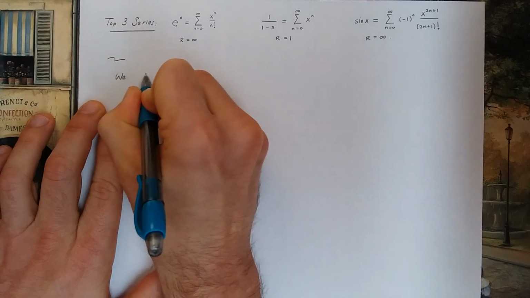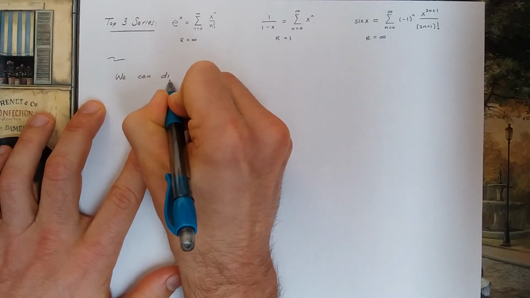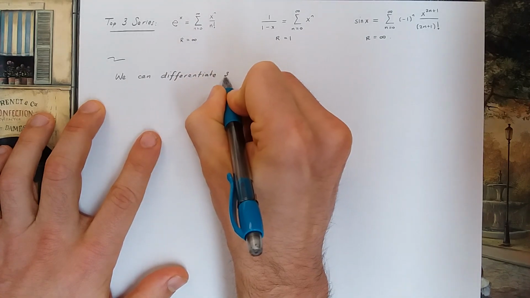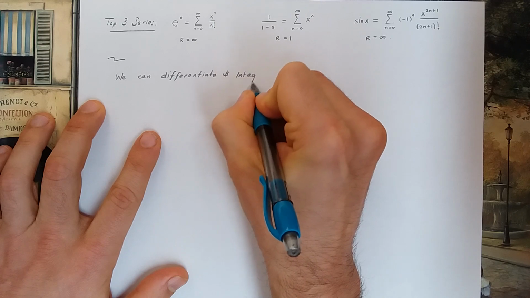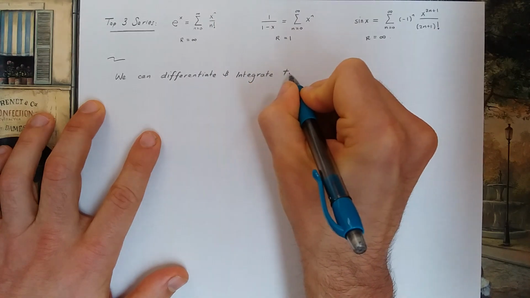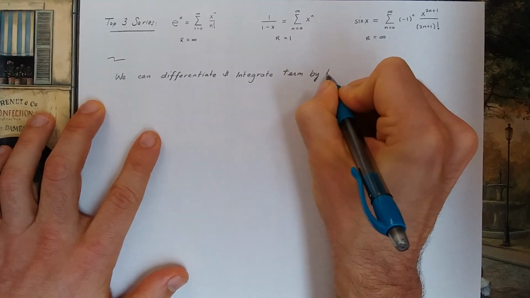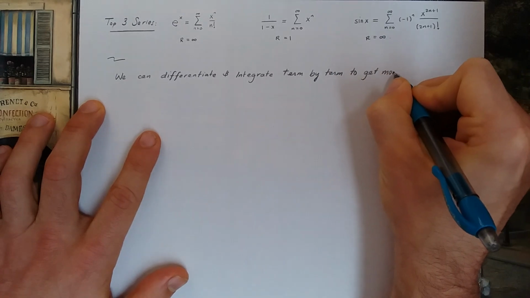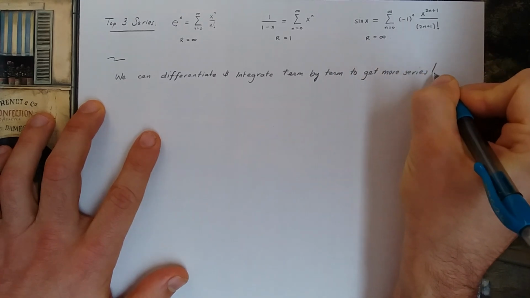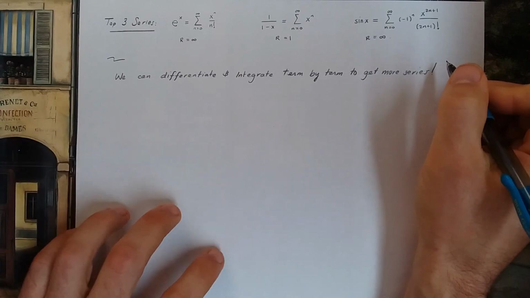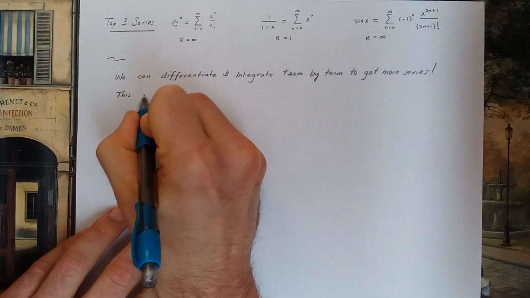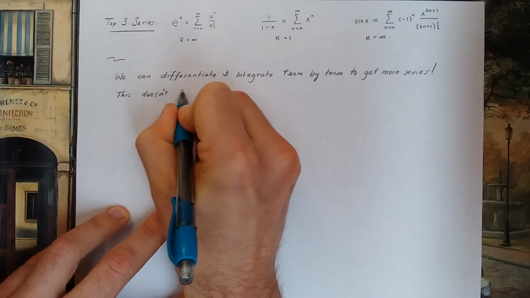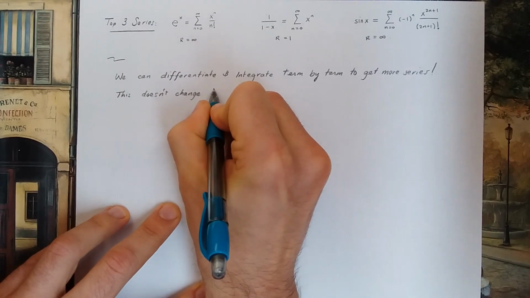So we can differentiate and integrate term by term to get more series. The amazing fact about this is this does not change the radius of convergence. This doesn't change R.